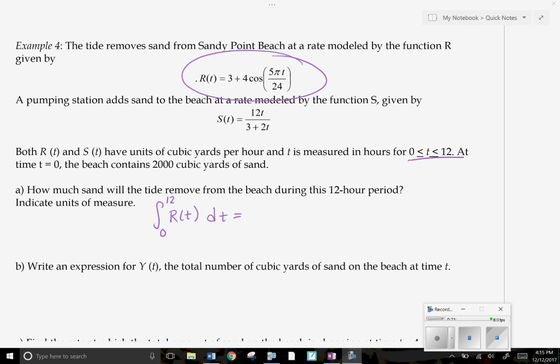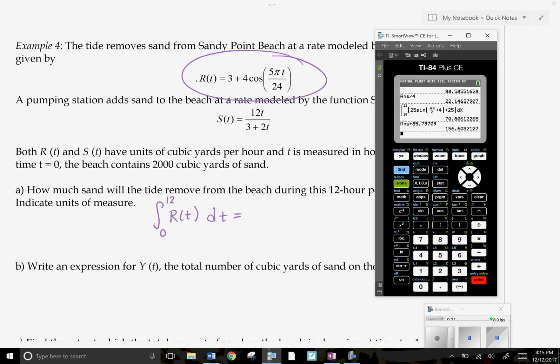So I'm going to put this into my calculator. Because I know I'm going to use R and S repeatedly, I'm going to put one of them into R1 and one into R2, because then I have them and I don't have to worry about typing them in every single time.